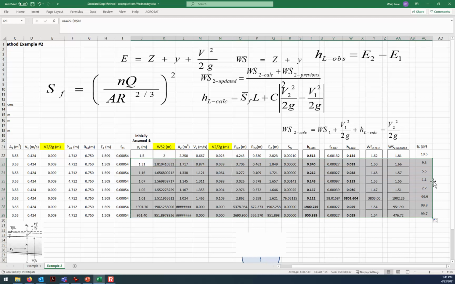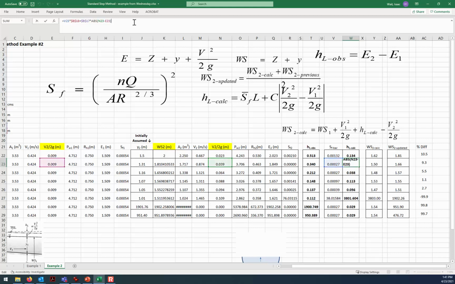Oh, we have a problem. It's probably like before where something wasn't anchored the way it ought to have been. Let me see. The area looks good. The velocity looks okay. Wetted perimeter looks fine. Hydraulic radius, energy, head loss is good. It's the calculated. Let's see.